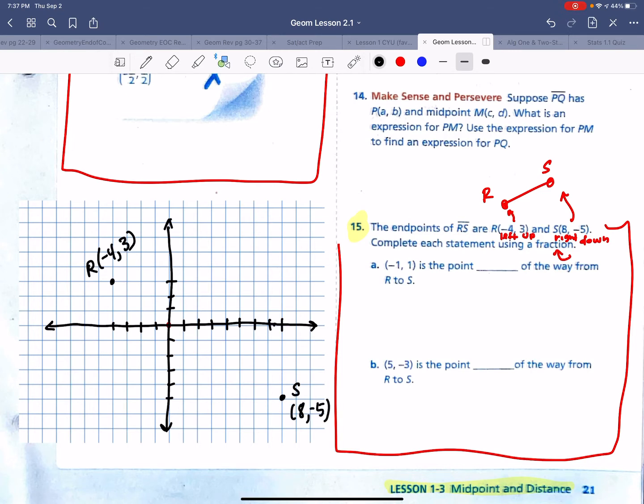Now, using a straight edge, I'm going to connect these points. And I didn't do a very good job, so I'm going to try again. And I notice a couple of things. It says point (-1, 1) is what fraction of the distance of the way there. So let's find that point, (-1, 1). It is along that line.